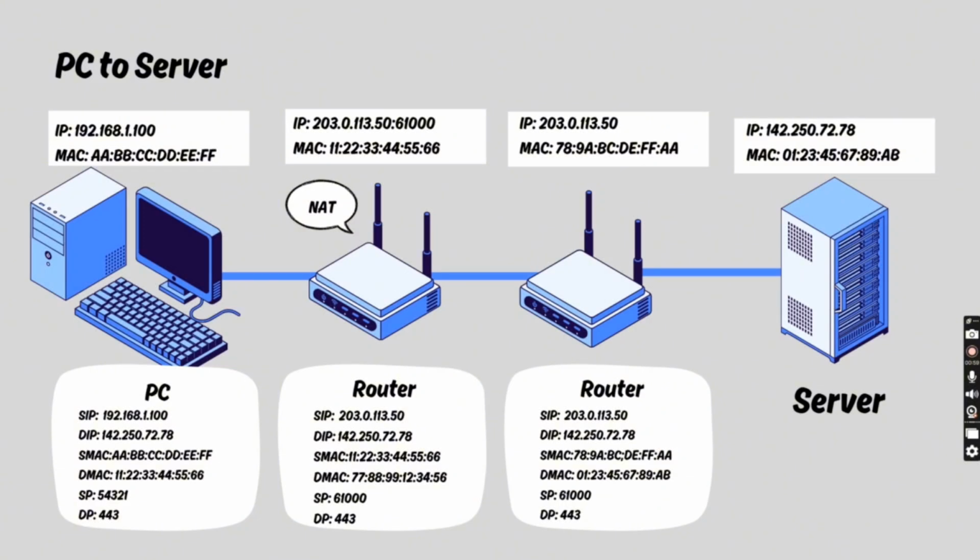Once verified, the server processes the request using the source IP, 203.0.113.50, and the source port, which is 6100, to identify the correct session. The server then prepares a response where the source and destination details are reversed and sends it back to the originating PC along the same route.